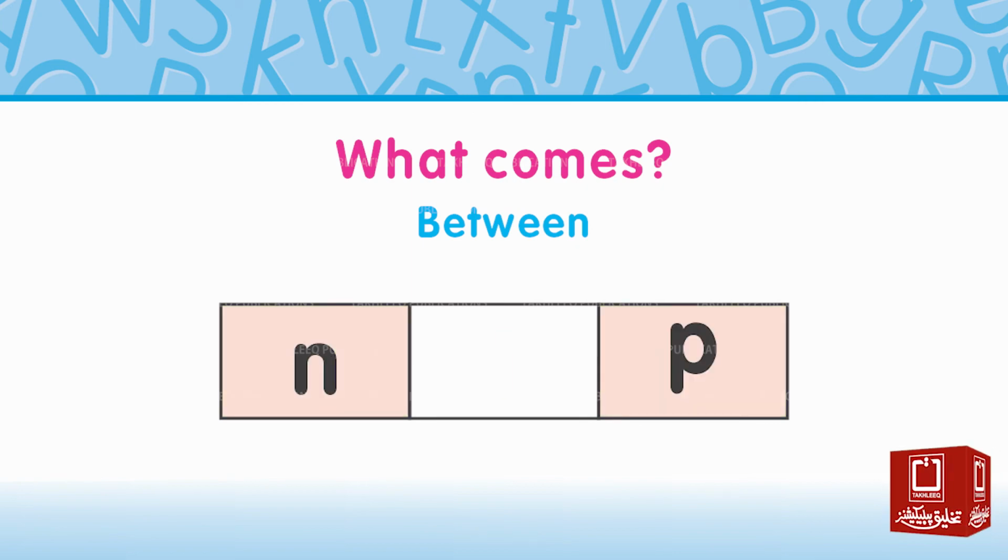What comes between N and P? First we say N, then O and P. N, O, P. O comes between N and P. So we write here O.